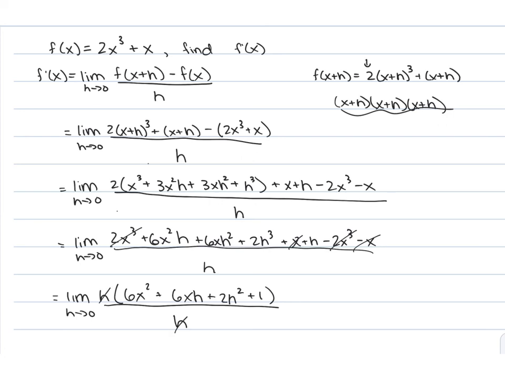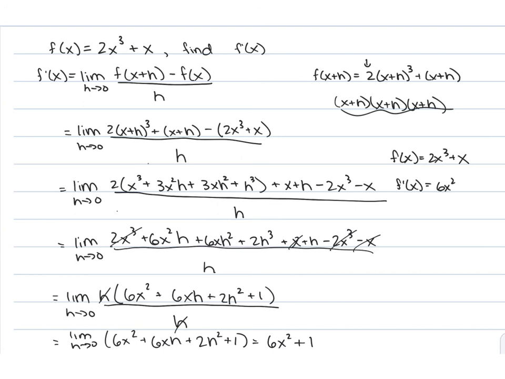And then when I look at what's left, I have the limit as h goes to 0 of 6x squared plus 6xh plus 2h squared plus 1. And if I plug in 0 for my h's, I'm left with 6x squared plus 1. So that would be my answer. So from the original problem, we had f of x equals 2x cubed plus x. And we can say that f prime of x is 6x squared plus 1.